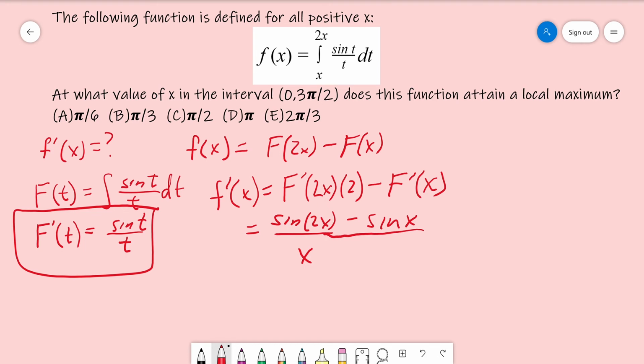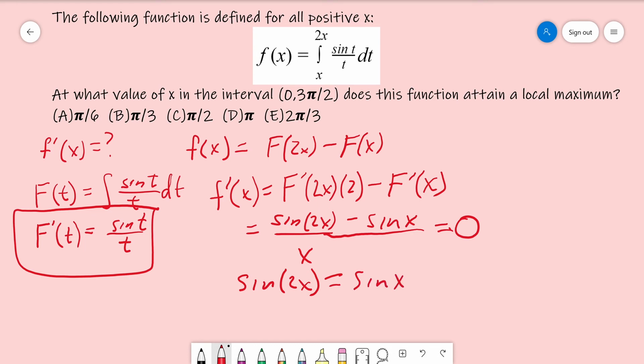Okay, good. So now this is our derivative, and we're going to set this equal to 0 and solve for x. The x in the denominator isn't going to do anything here because we're not interested in what happens when x equals 0. So what we want to know is when is sine of 2x minus sine x equal to 0. In other words, when is sine of 2x equal to sine of x?